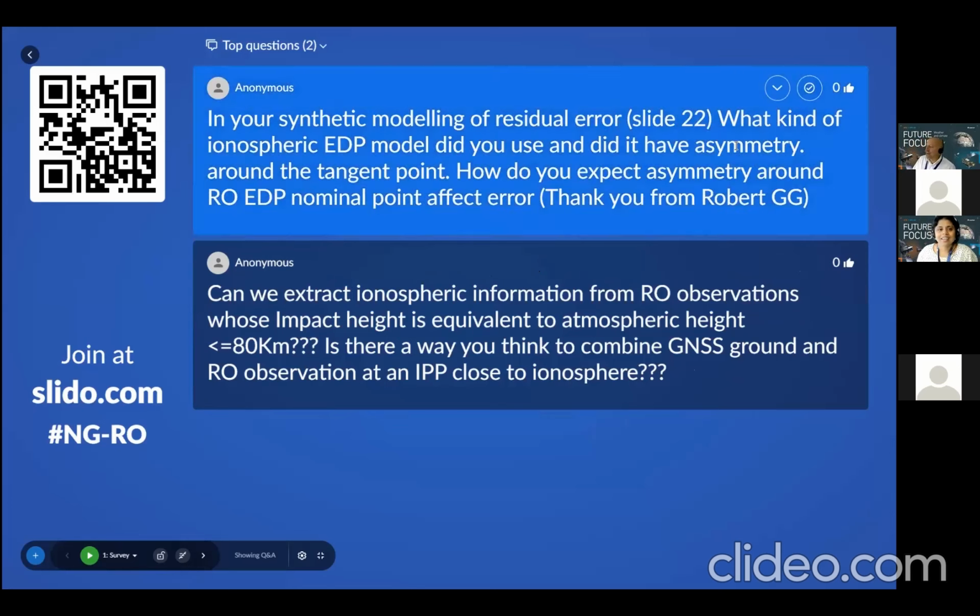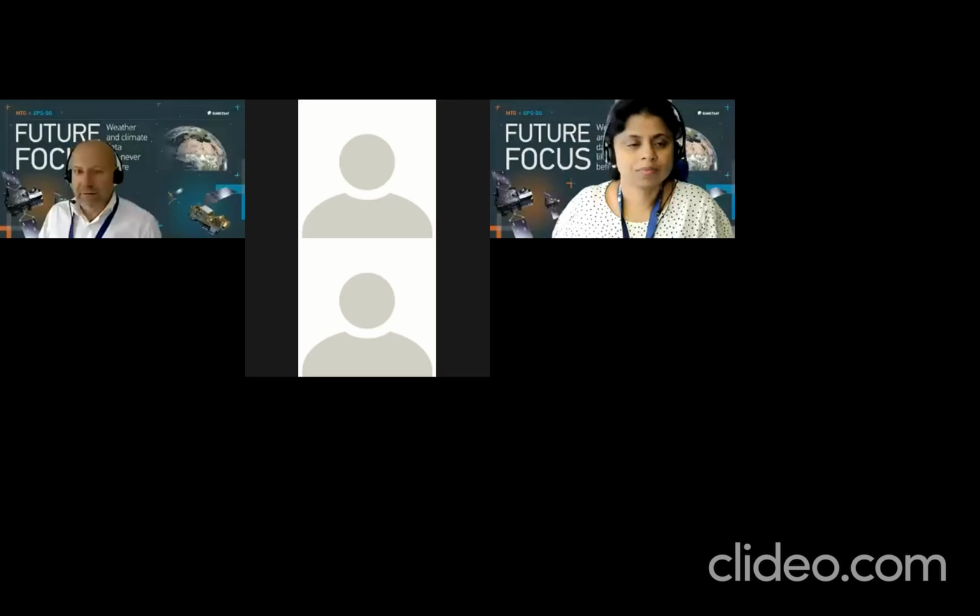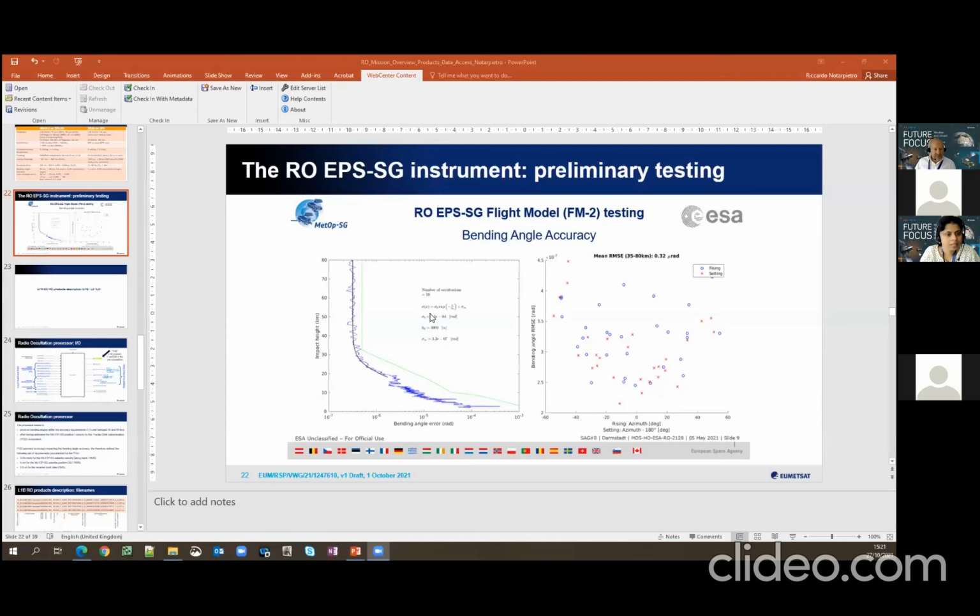Okay, so in your synthetic modeling of residual error, here I can share again the screen. Slide 22, I think. So this is, let me say, the results of an end-to-end testing performed on the flight model. RUAG simulated occultation signals based on a certain scenario where we have the neutral part of the atmosphere defined by the ECMWF data. And on top of this, we have also the refractivities from the ionosphere generated with realistic ionospheres.